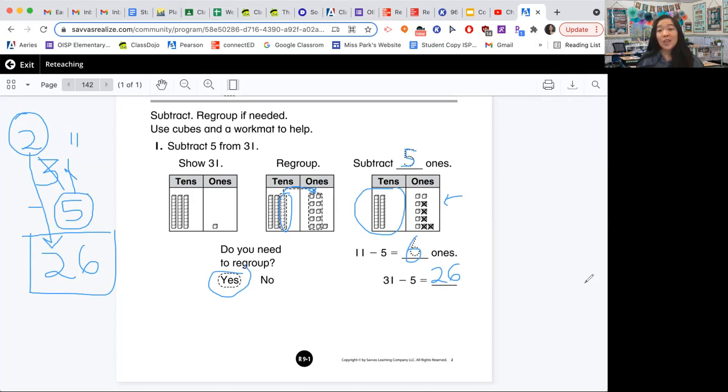Thank you, Ray. Thank you, Danica. Thank you, Maylee. Thank you, Eva. Thank you, Ava. 31 minus 5 equals 26.